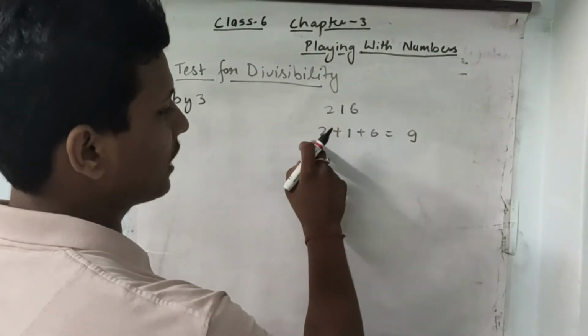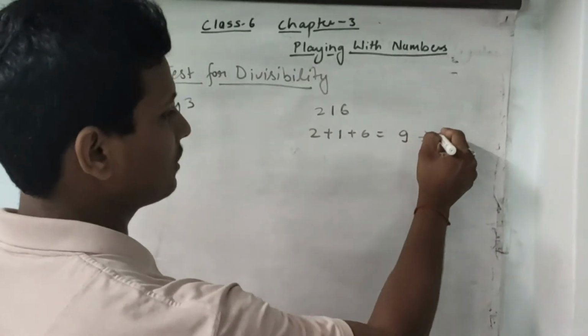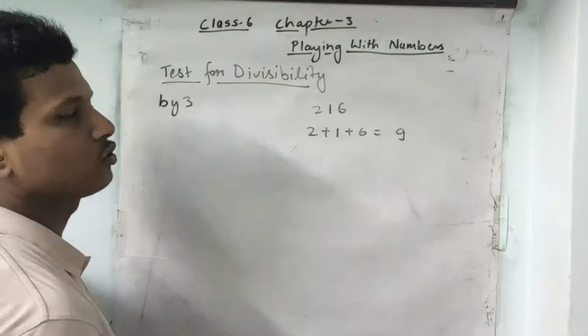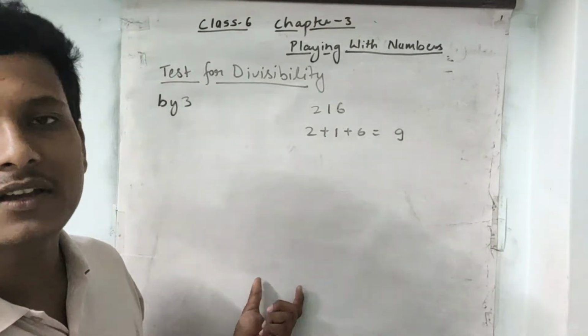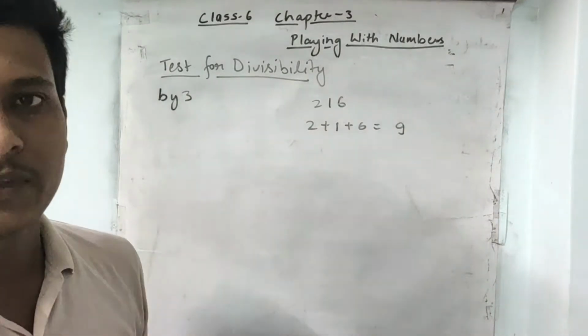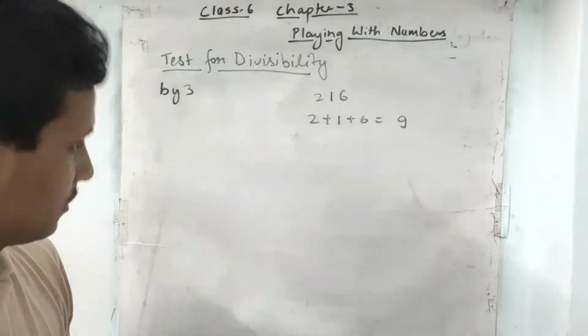So here, 216 we have taken. 2 plus 1 plus 6 is 9. 9 is divisible by 3 clearly. So what we can say is that the particular number 216 is also divisible by 3. What we need to do here, just sum the digits of that particular number, and if the sum is divisible by 3, then the whole number is also divisible by 3.